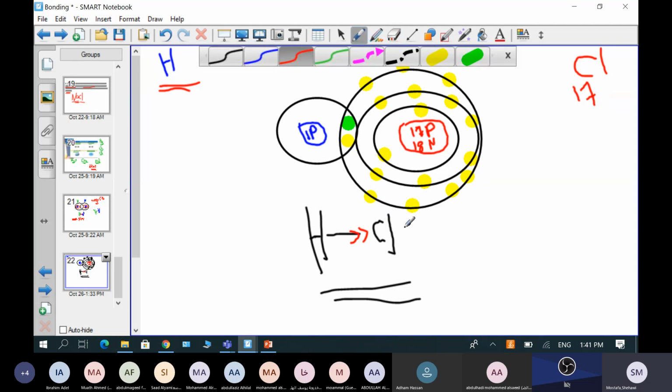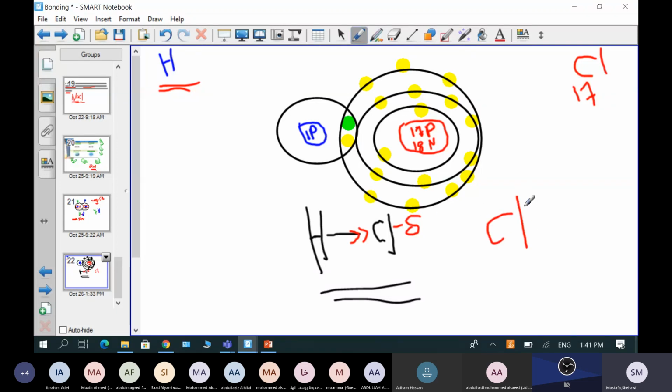I'll type it again. Cl would have a partial sigma charge. This sigma means partial negative. Again, if the chlorine took the whole electrons, it would take the electron of hydrogen with it. It would be completely negative. It would be Cl minus like this. But it takes it most of the time, not totally, but most of the time toward the chlorine atom. So it will be a partial negative charge, and the hydrogen will have a partial positive charge.